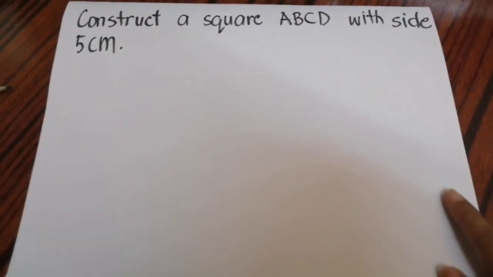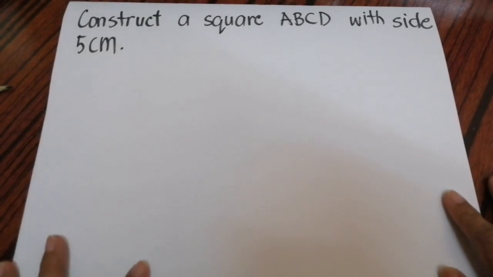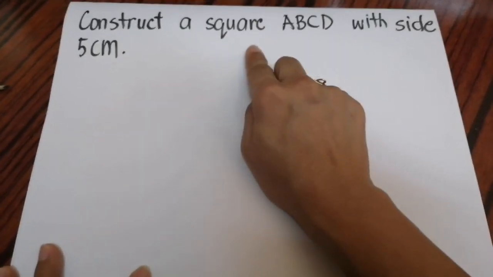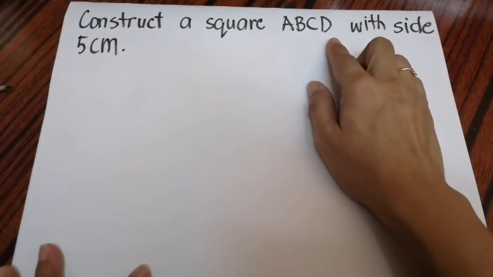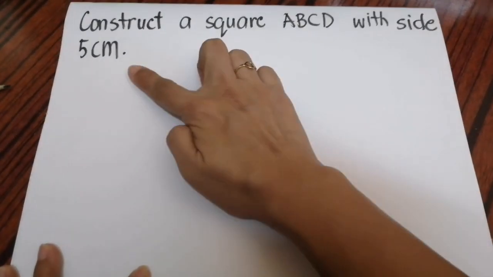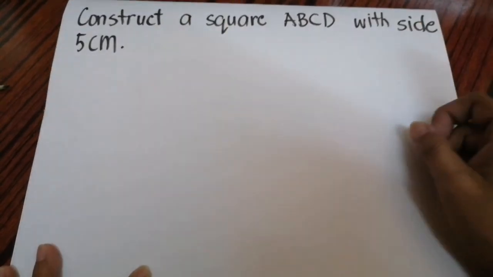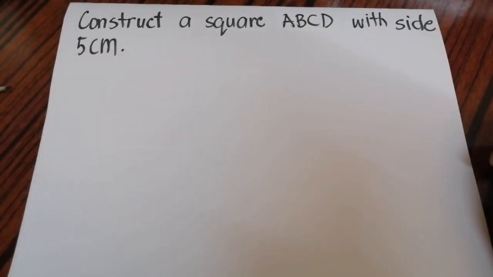This time we are going to construct quadrilaterals, and first up is a square. Of course, it has 4 points, A, B, C, D, with side 5 centimeters. Why is there only one measurement? Because a square has 4 equal sides.